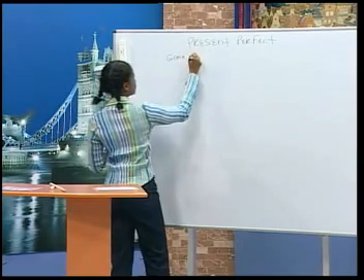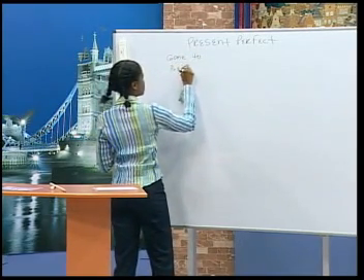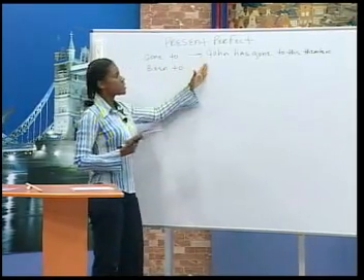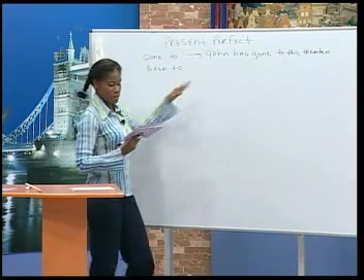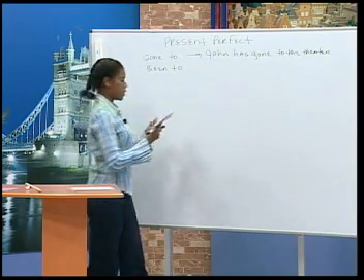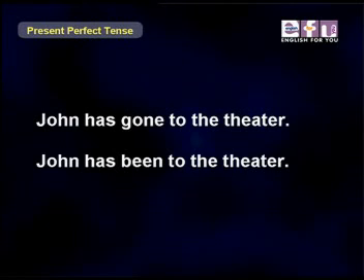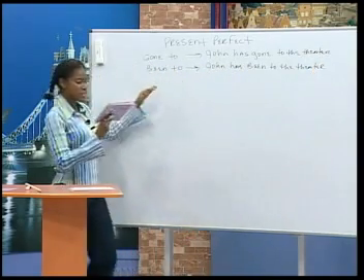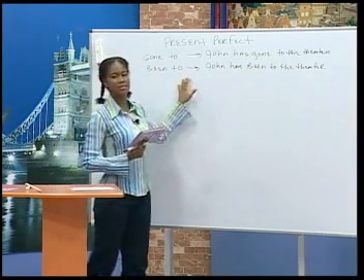Let's look at the difference between gone to and been to. John has gone to the theater. This sentence means that John is there now or he is on his way to the theater. But this sentence, John has been to the theater, means in the past, John has been to the theater or he has come back from the theater.